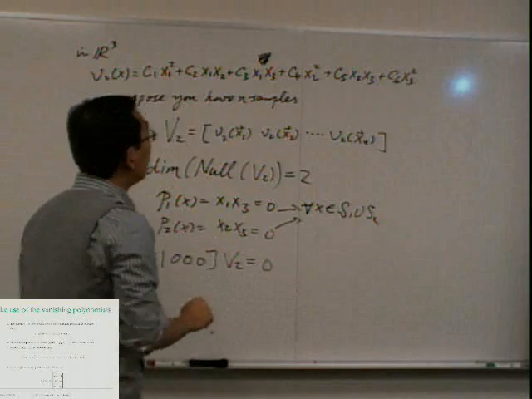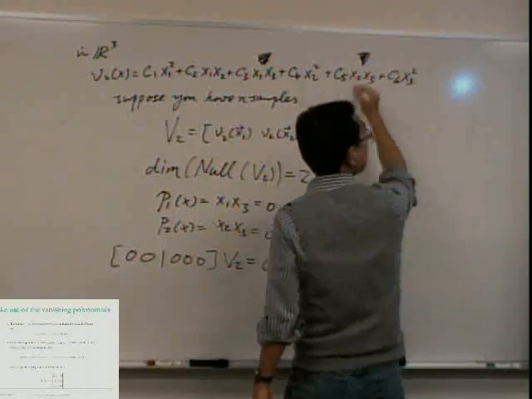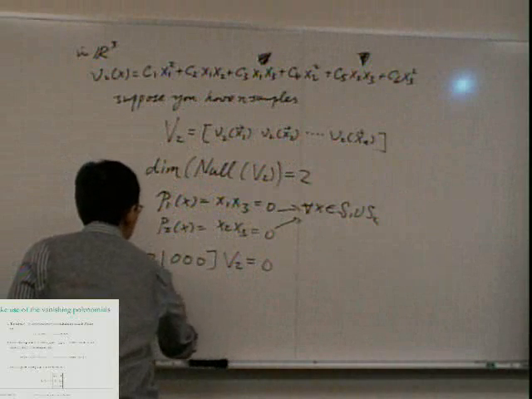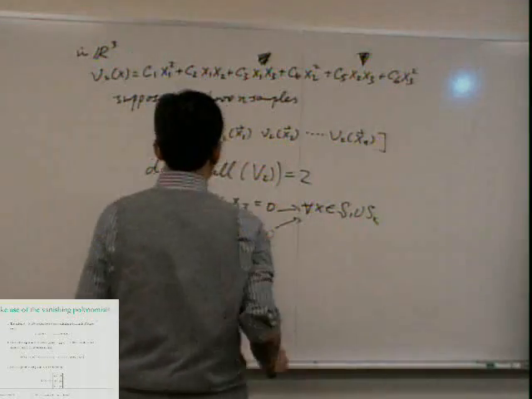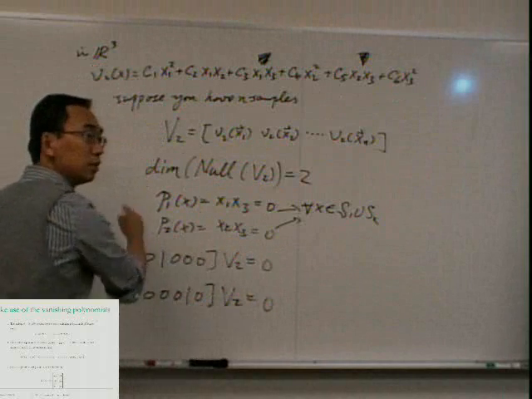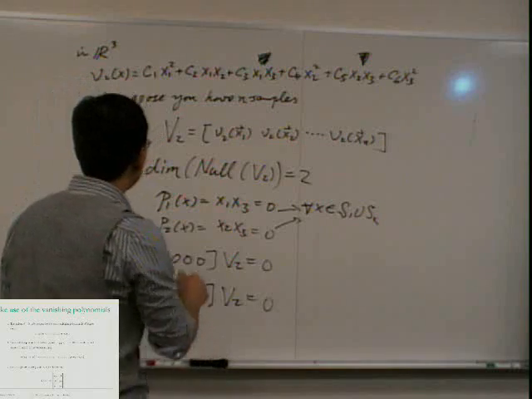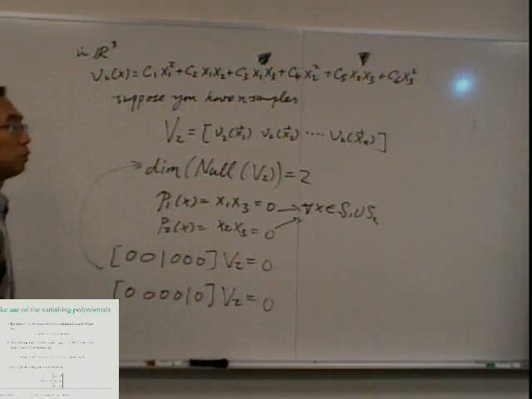Okay? And then there's another one. This one is also always equal to 0. So I have another vector, and they are linearly independent. So that gives you that the dimension of the null space of V2 is equal to 2.